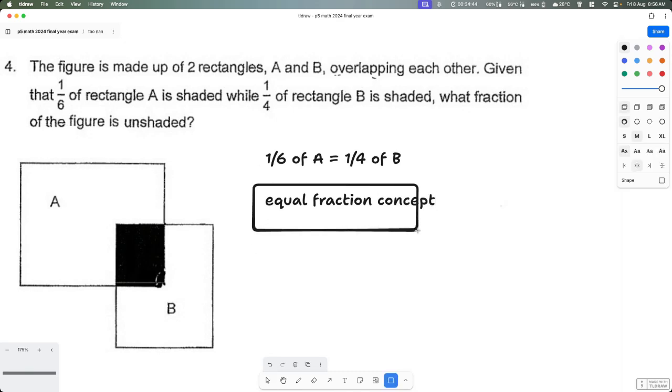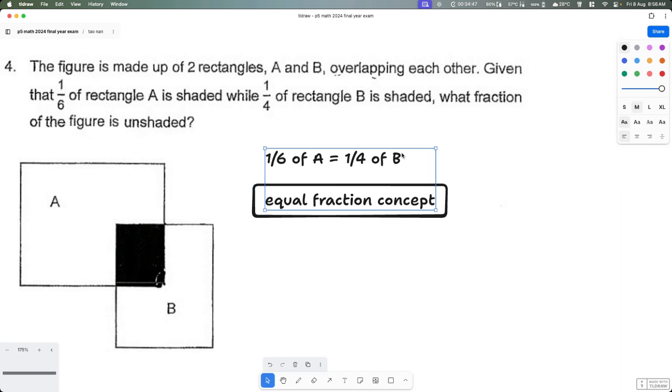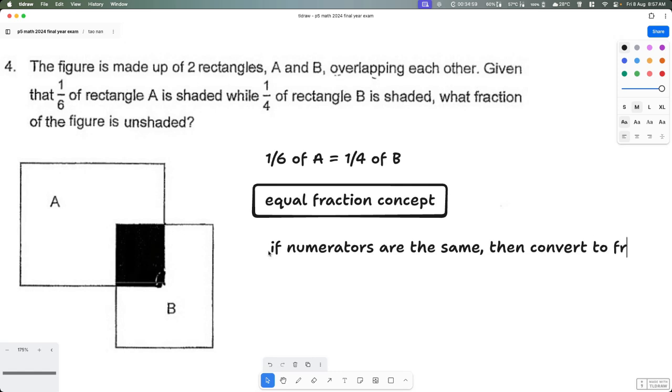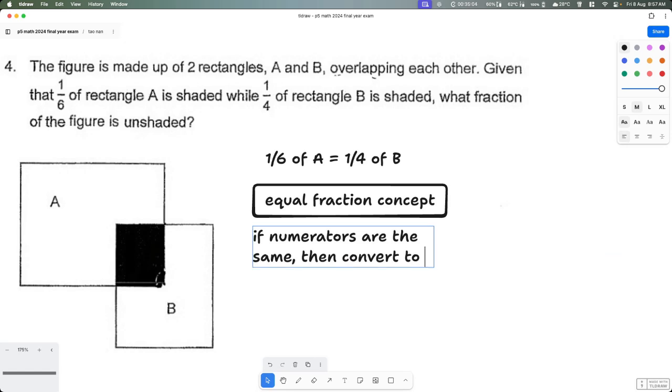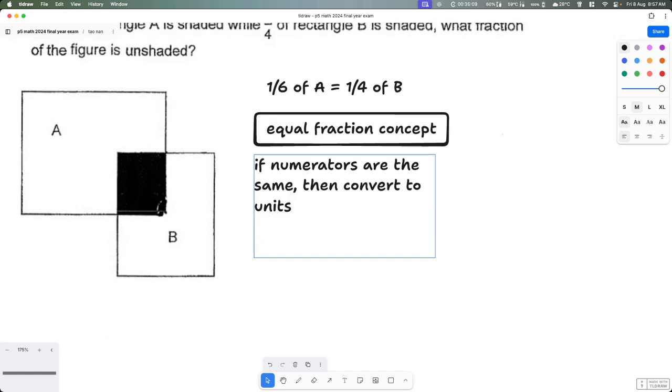Okay, so in this case over here, since the numerators are the same, we convert fractions to units. So A total is equal to 6 units, then B total is equal to 4 units.